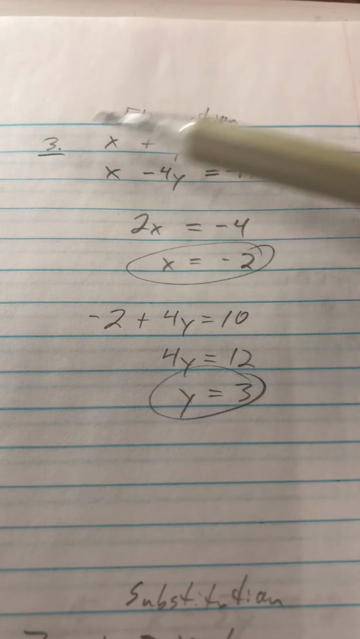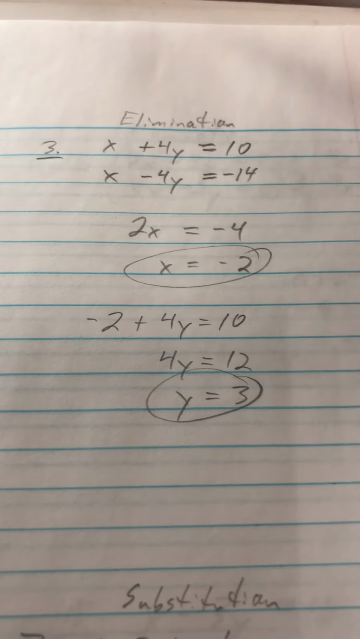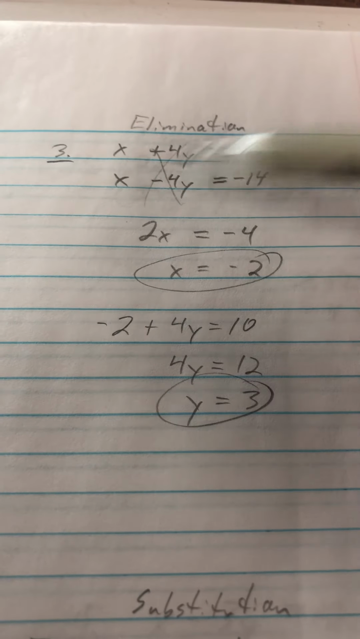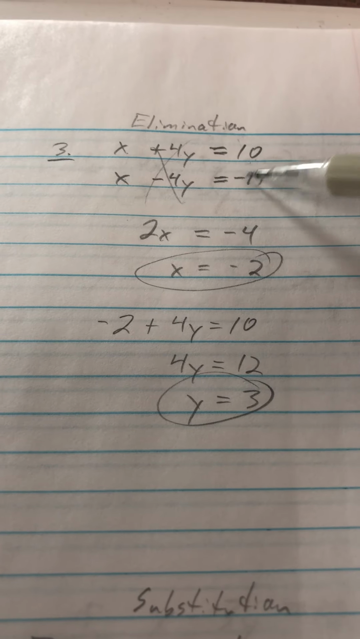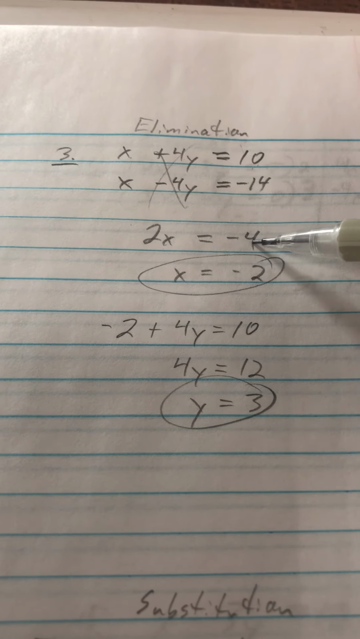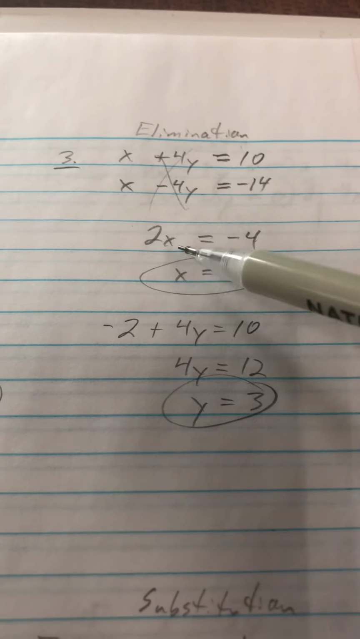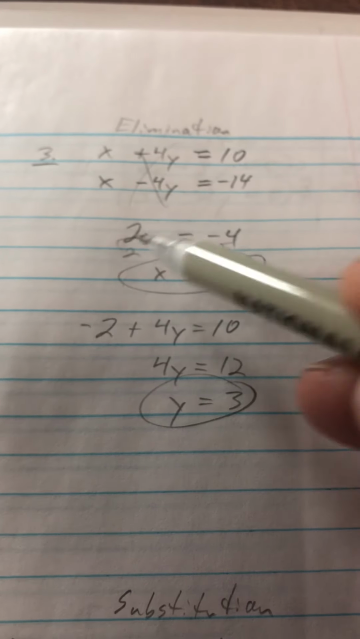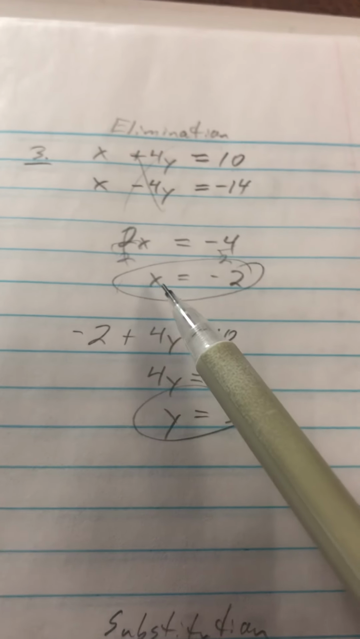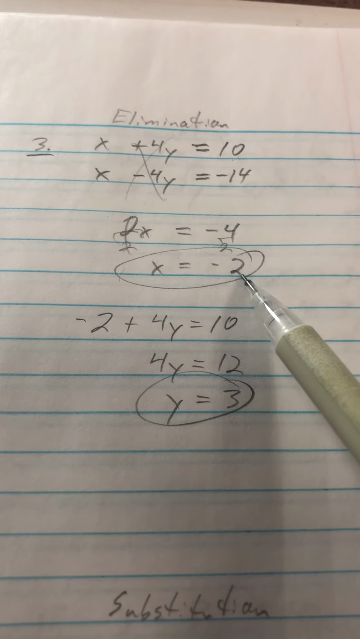And so I end up with 2 x's. So these canceled out right here. I have x plus x is 2x. And I have 10 minus 14 is negative 4. Then I divided both sides by 2. These canceled out. And I end up with x is equal to negative 2.